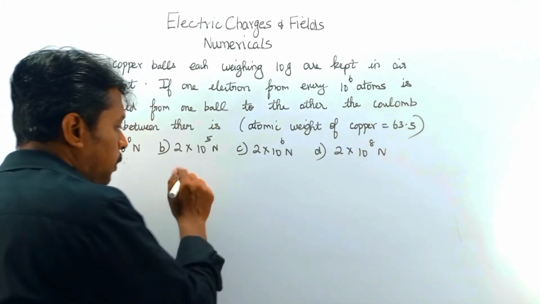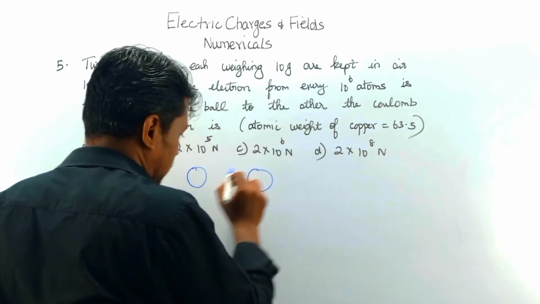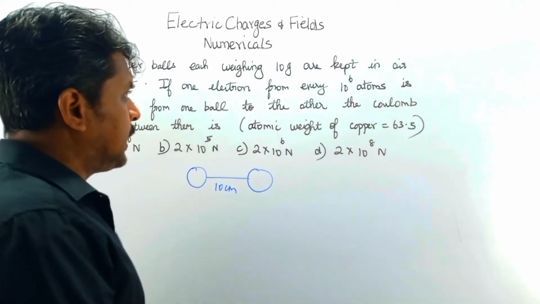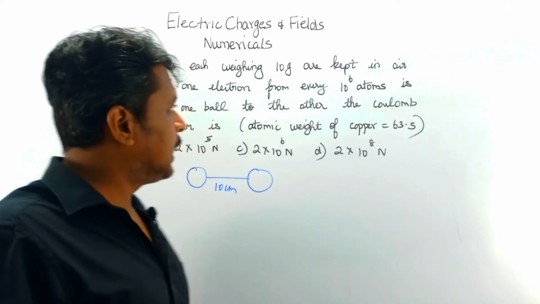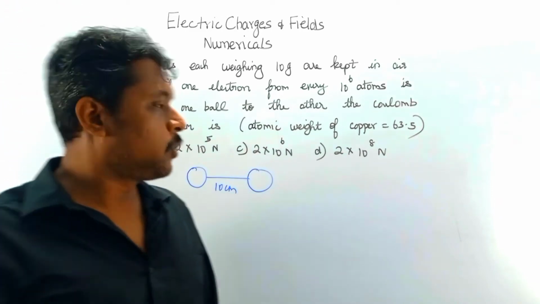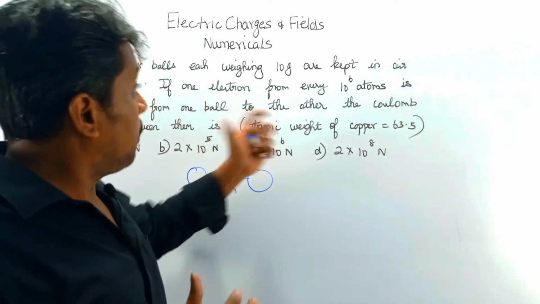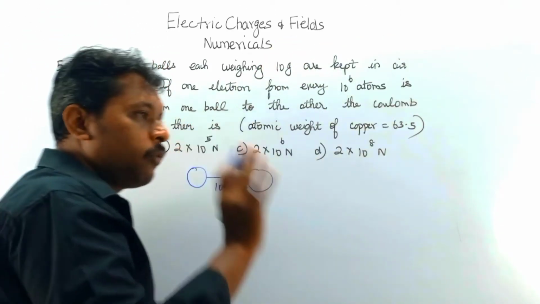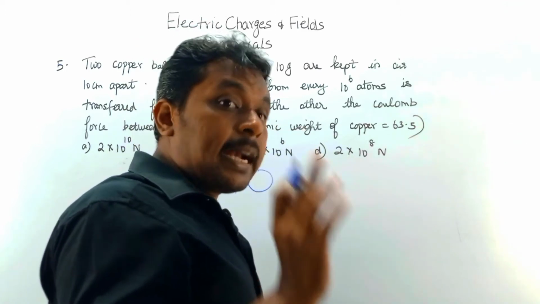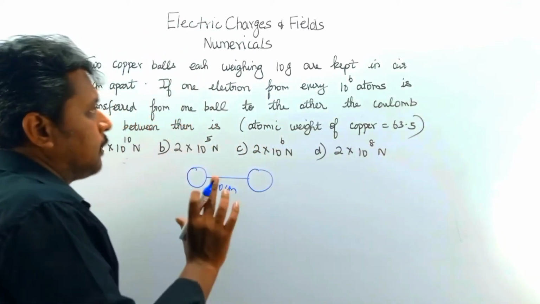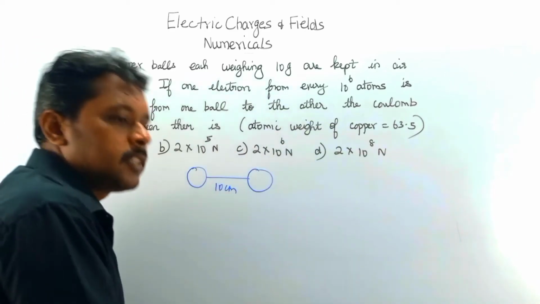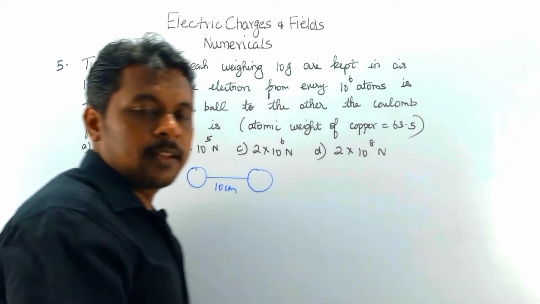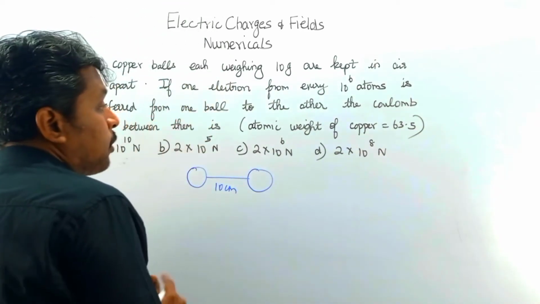So here we have two copper balls separated by 10 centimeter, each weighing 10 grams. First of all we have to find the number of charged particles. So we have to find the number of atoms in 10 gram of copper. If we find that, it is easy to find the number of electrons in the 10 gram. After finding the number of electrons, it is easy to find the charge.